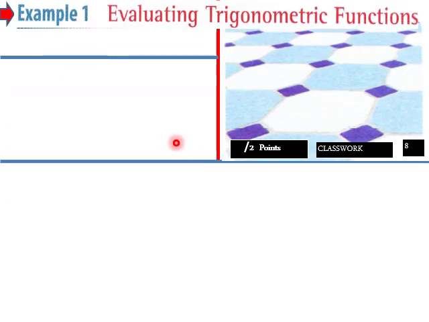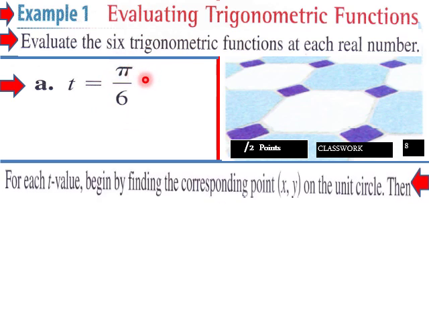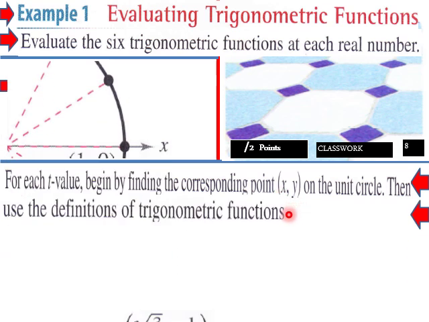Okay, first example. Evaluating trigonometric functions. Evaluate the 6 trigonometric functions at each real number. So we have pi over 6. For each t value, begin by finding a corresponding point (x, y) on the unit circle. Then use the definitions of trigonometric functions.